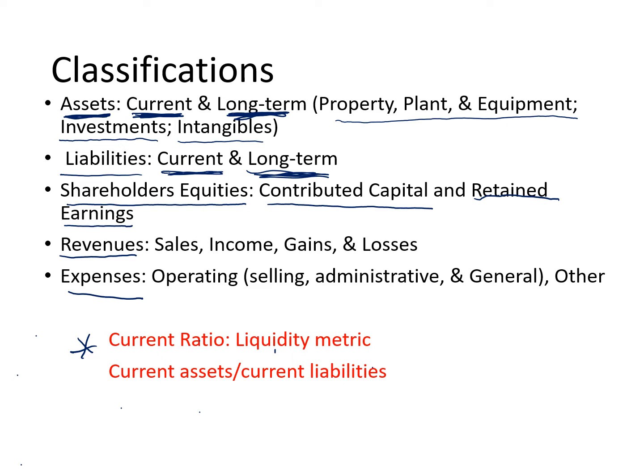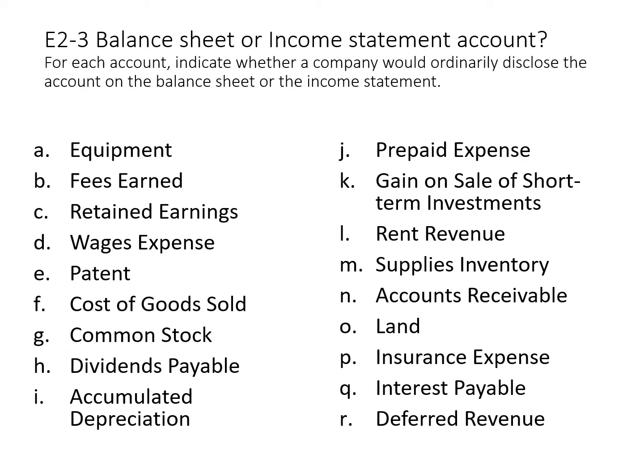And we've talked about that you want it to be at least 1, preferably 2, so that you have more current assets, resources to pay your current bills, your current liabilities. Oh, here's a problem. Let's see how we do. They want to know whether these things would show up on the balance sheet or the income statement.